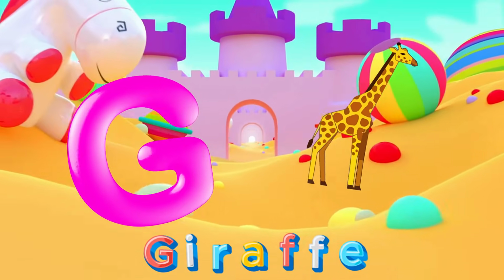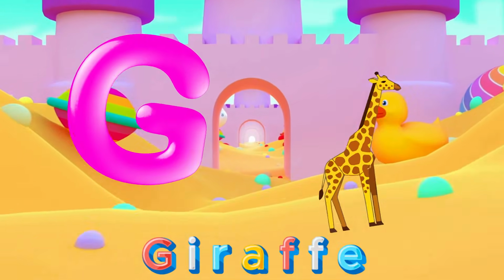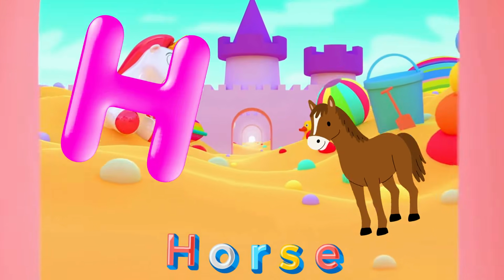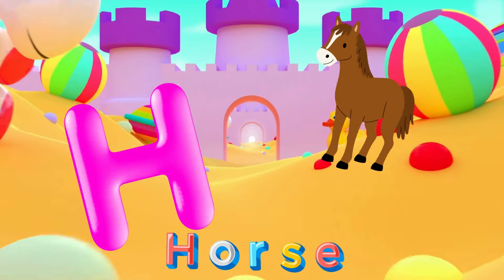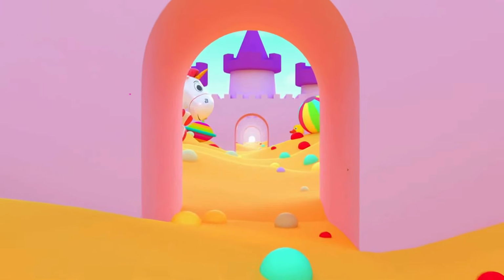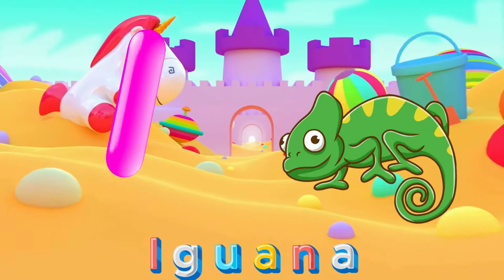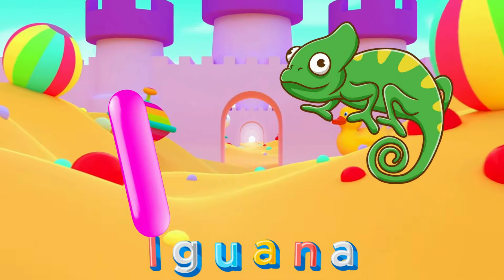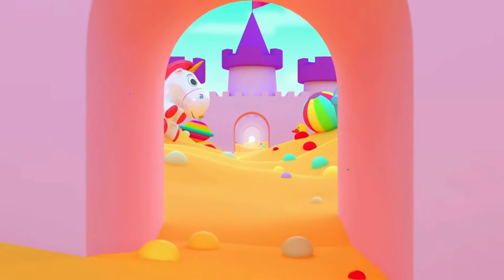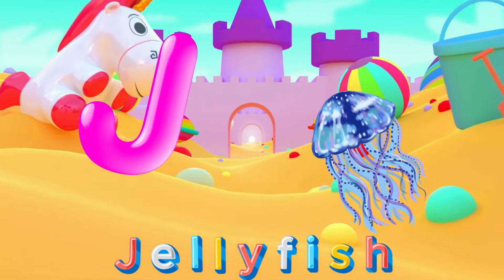G is for giraffe. H is for horse. I is for iguana. J is for jellyfish.